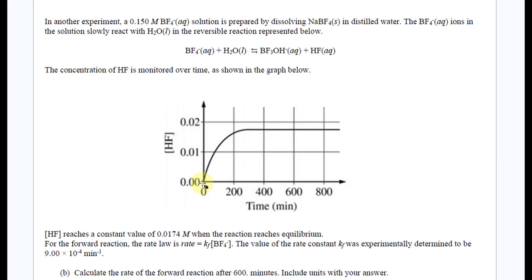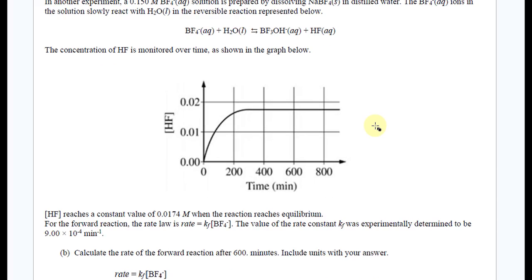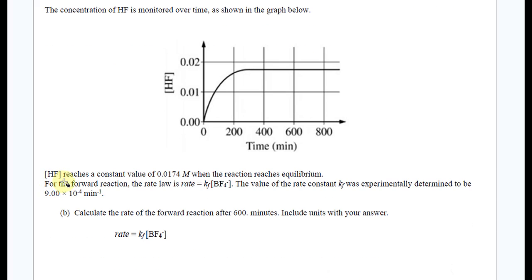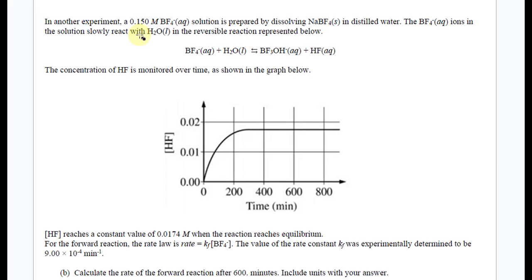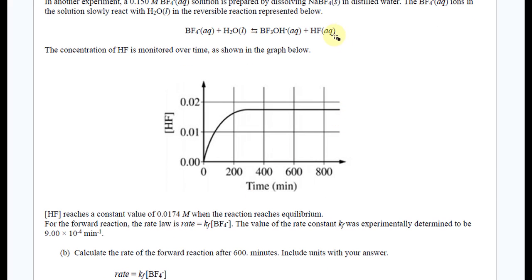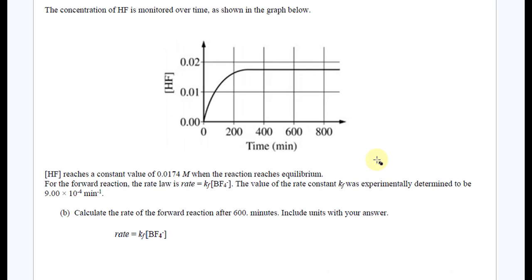Here it is. We start with no hydrofluoric acid, and then gradually over 200, we're talking about hours, 10 hours even, we end up getting a certain concentration of the hydrofluoric acid. So that's what's happening. Let's see what the question is. They're clarifying things. The hydrofluoric acid concentration reaches a constant value. Now, that's our second concentration. Our first concentration was 0.15, but that was the tetrafluoroborate ion. And now we're talking about the hydrogen fluoride, the product, when the reaction reaches equilibrium.